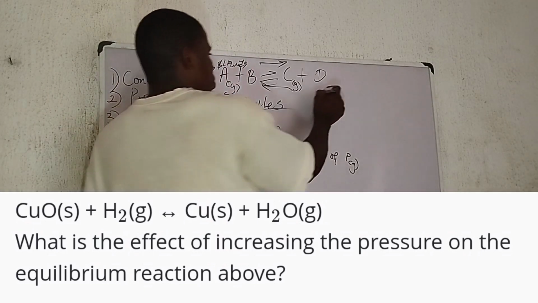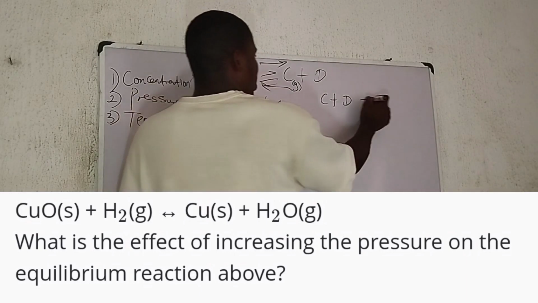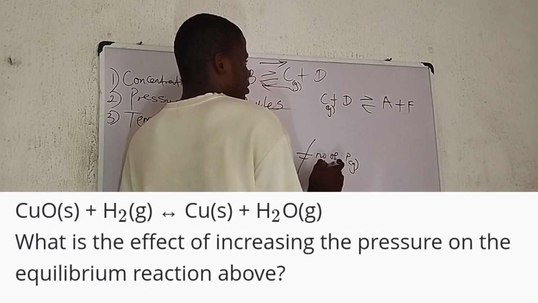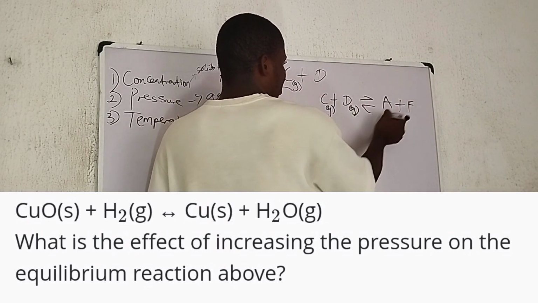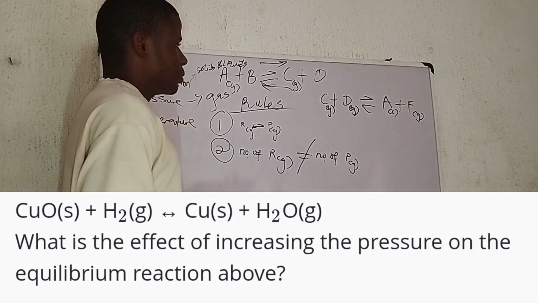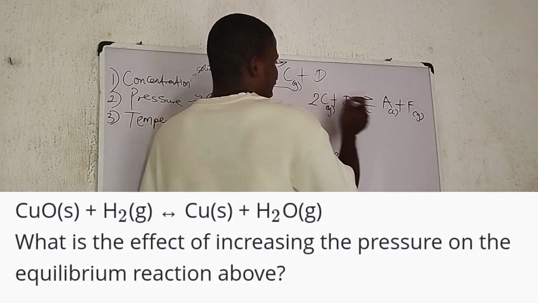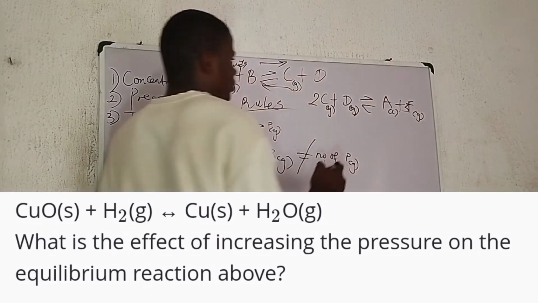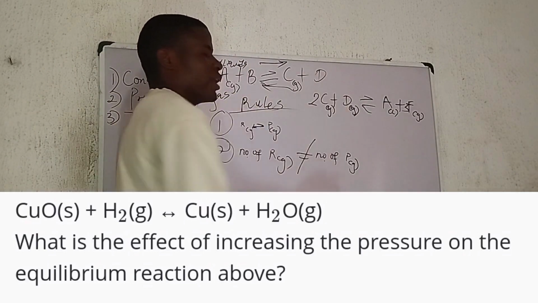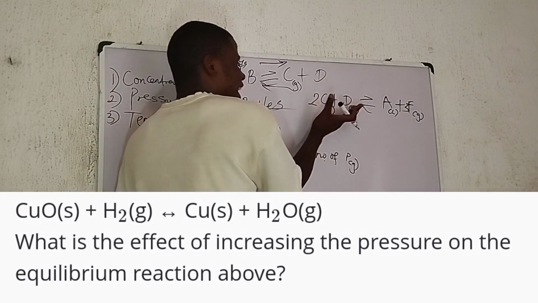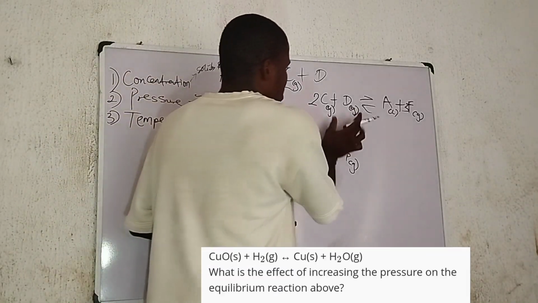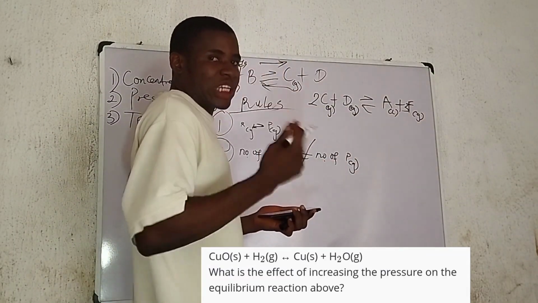If I have a reaction such that C reacted with D to give me A and F, and I have that C is a gas, D is a gas, and let's say A is liquid and F is a gas. Now I have on C 2, I have on F 3. Will pressure affect this? For us to know whether pressure affects, we check whether any gas is at the reactant and any gas is at the product. That's the first thing we check. Yes, we have gas, so it has obeyed the first rule.